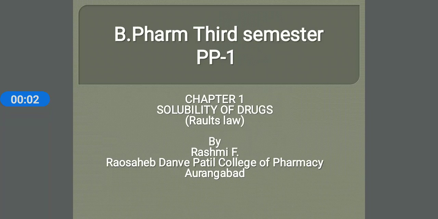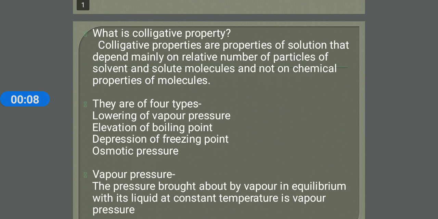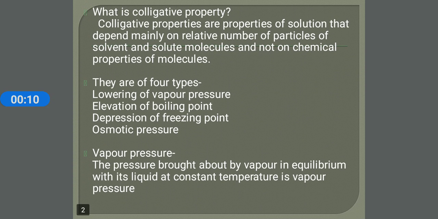Good afternoon, students. Today we are going to learn Raoult's law from chapter 1, solubility of drugs. Before seeing what Raoult's law is, let us know what colligative properties are. Colligative properties are properties of a solution that depend mainly on the relative number of particles of solvent and solute molecules and not on the chemical properties of the molecules.